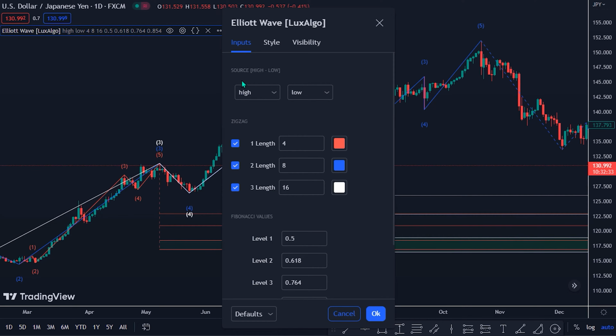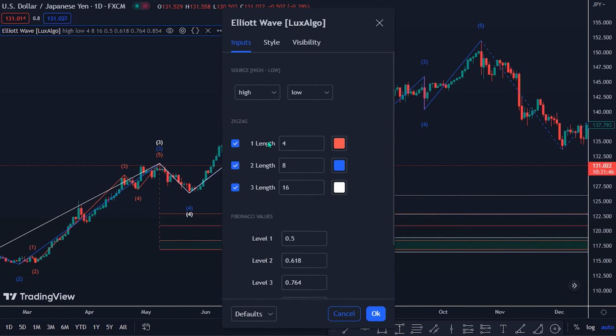Under the input settings, there is the source, high to low. The high has the options high, close, maximum of open and close. The low has the options low, close, minimum of open and close. Next is the zigzag. Under the zigzag section, the source and length are used to check whether a new pivot point is found. As we can see, there are three types of lengths.